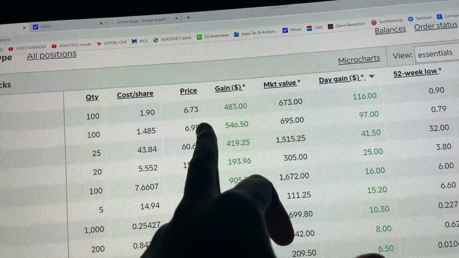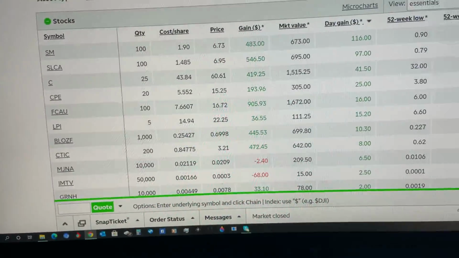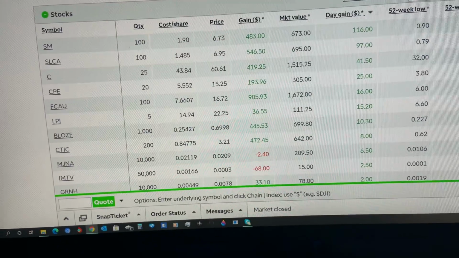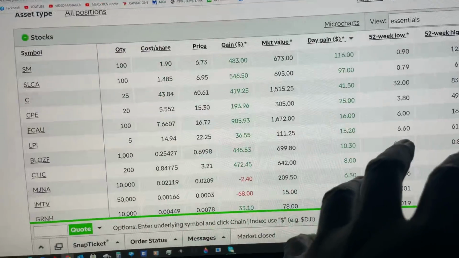$6.73 and $6.95. So just to understand, I don't really let anybody see some of my portfolios, but I made this portfolio specifically so you could follow it.